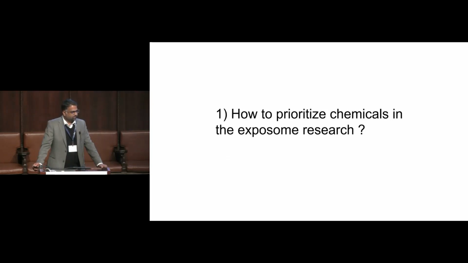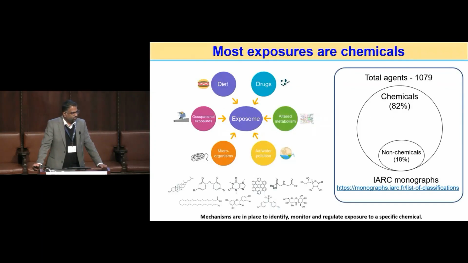Question one: how do we prioritize chemicals in exposome research? Most exposures are chemicals, whether they come from diet, drugs, altered metabolism, air, or water pollution, they are all chemicals. In fact, if you look at one of the key agencies that evaluate exposures, the IARC monographs, 82% are individual chemicals out of a total of 1,079 agents. And there are mechanisms in place in government and non-governmental agencies to identify, monitor, and regulate exposure to a specific chemical.